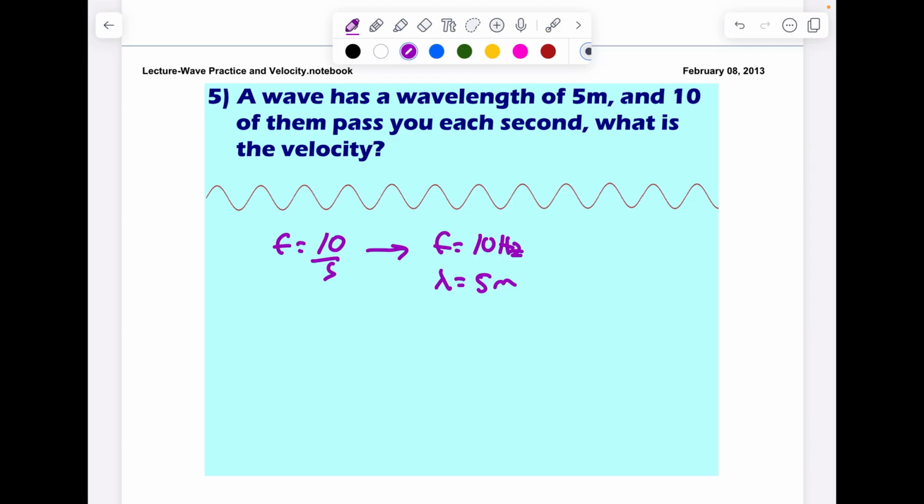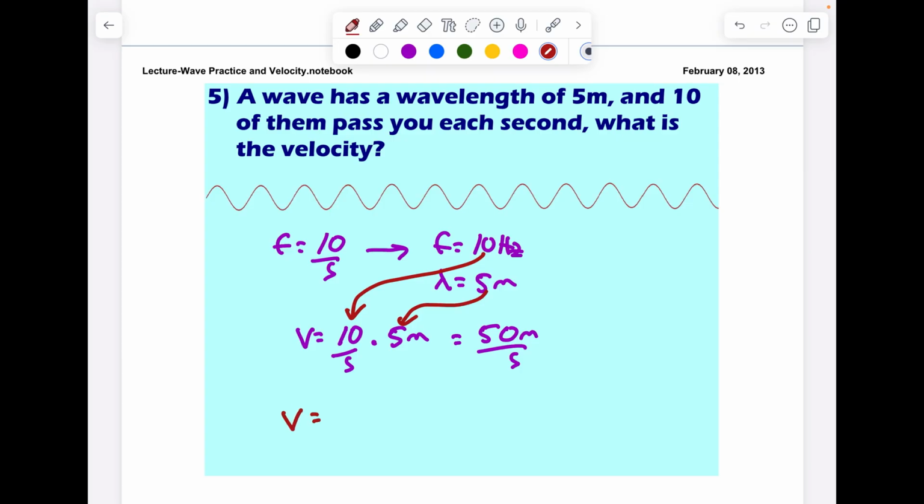So what we can say is the speed of our wave is going to be 10 waves per second times 5 meters per wave, which is 10 times 5, 50 meters per second. But really what's going on here is we're doing 10, our frequency, times 5, our wavelength. If we ever want to find the speed of a wave, all we need to do is frequency times wavelength.